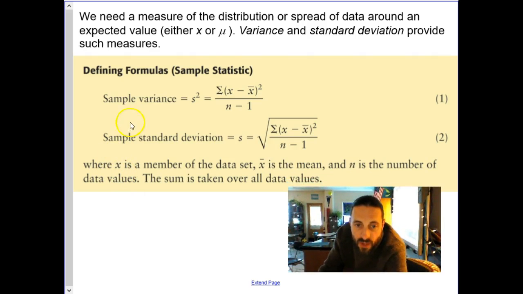This is how you do it with a sample. You'll notice it's n minus 1. If you want to write this down, that's a good idea. Pause the video and carry on.